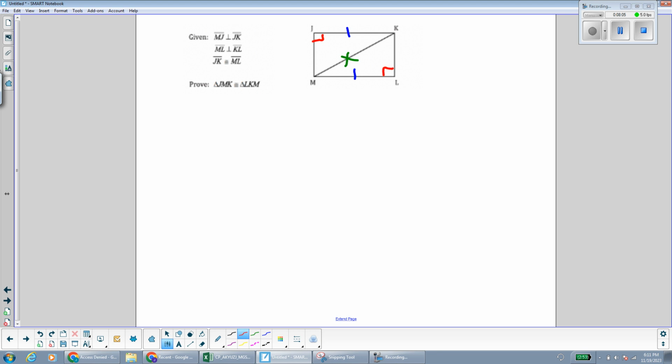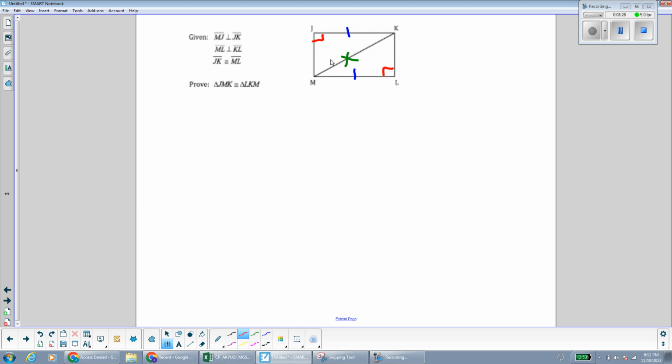It's also not SAS. You might think it is, but the angle is not directly in between the two sides. If this was going to be SAS, the other side would have to be here, making it side, angle, side. But here we have side, angle, jump side. There's a missing piece of information. This is not side, angle, side. This is ASS or SSA.